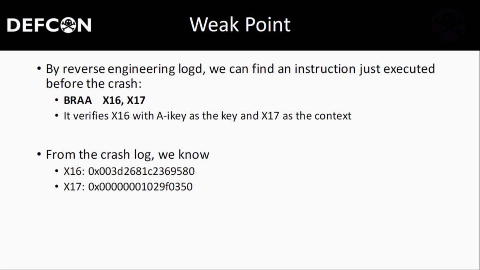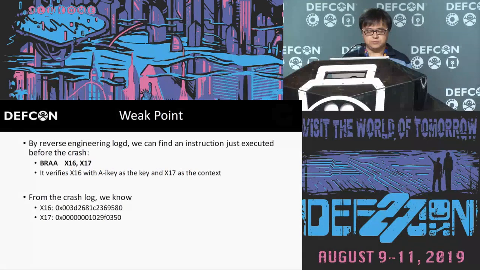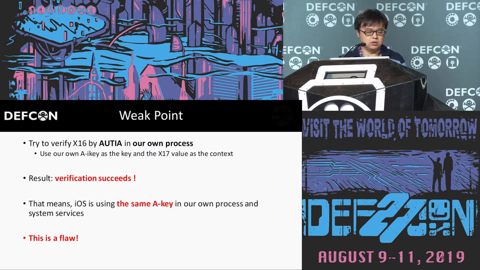The instruction is BRAA X16, X17. This instruction verifies X16 with the AI key as the key and X17 as the context. From the crash log, we know the values of X16 and X17. We take these register values and use them to verify in our own process. We try to verify X16 with the AUTIA instruction in our own process. In this way, we are using our own AI key as the key and the previous X17 value as the context to verify X16. And the result shows that the verification succeeds.